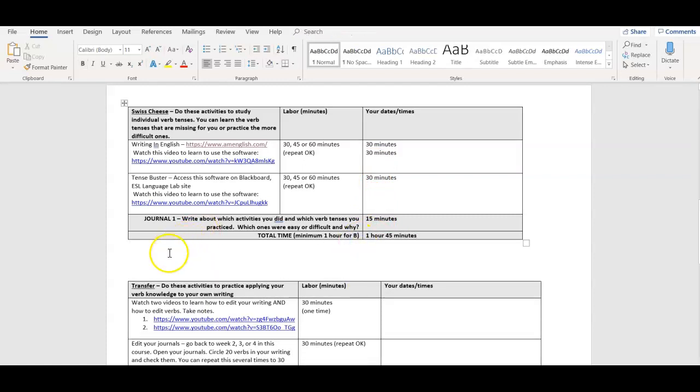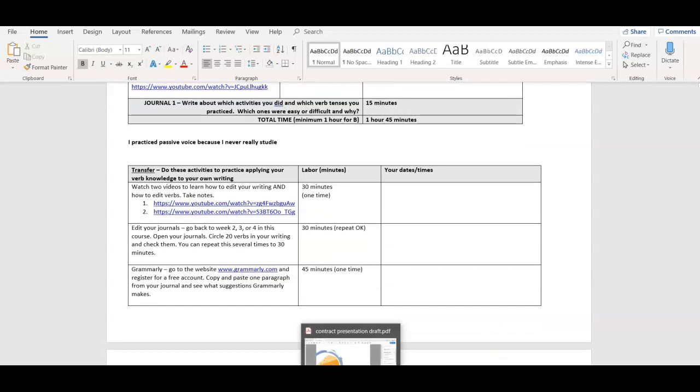So for my first journal, I can make some space in the document and write it here, or I could make a new document and attach it, however you prefer to do your journals. We're going to write for 15 minutes about this topic. Write about which activities you did and which verb tenses you practiced, which ones were difficult or easy, and why. So that's really what I'm going to write about for 15 minutes, okay? I practiced passive voice because I never really studied this. I will explain a little bit. What did I practice? What did I learn and why? Whatever you write, it's just free writing. Get it done, 15 minutes, okay?